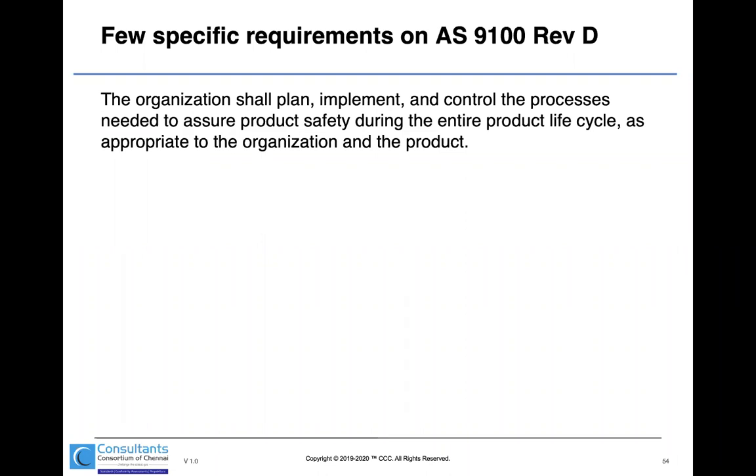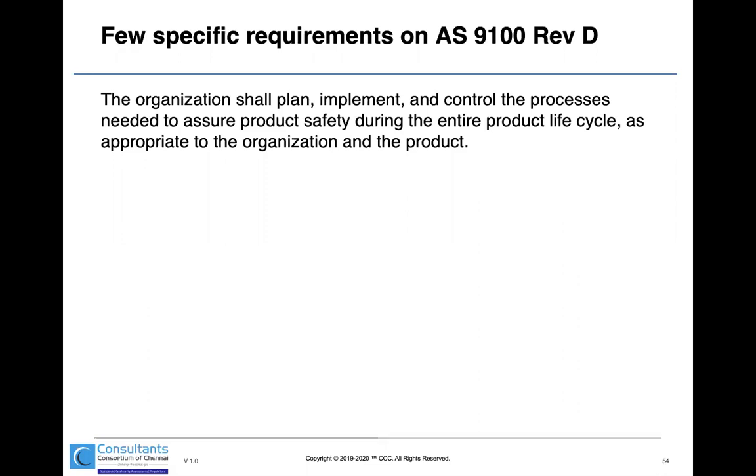They use one word simply: you have to assure product safety during the entire product life cycle, as applicable or as appropriate to the organization and the product. If I am dealing with a non-critical item, which is even non-airworthy, my controls may be minimal. But if I am doing a critical item, which has a KC, which may have a direct impact on product form, fit, function, performance, safety, then I need to apply some additional controls, right?